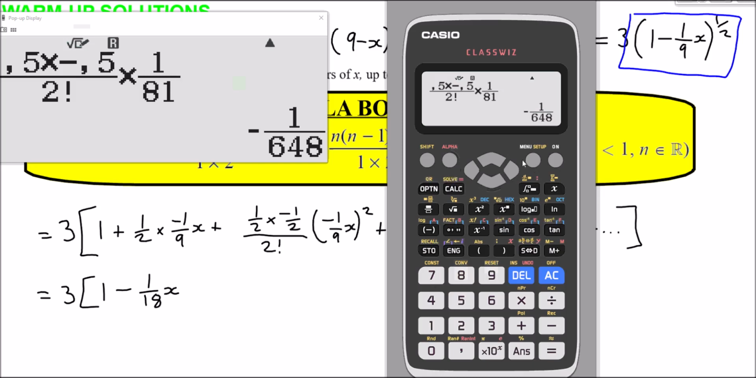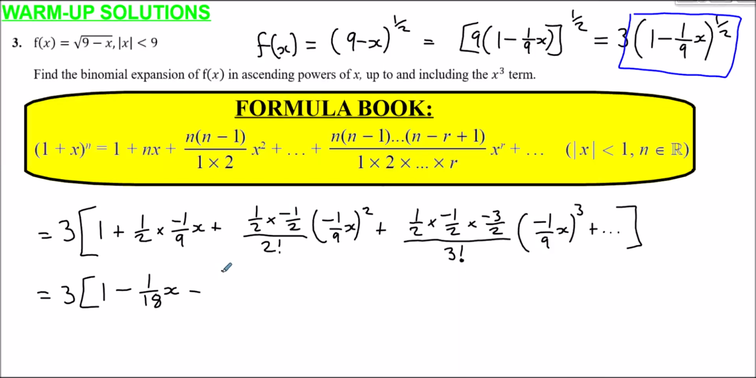That gives us minus 1 over 648. However, the minus will stay, because when I square something negative it comes out as a positive, but the minus in the minus half will remain. So this minus sign is correct. That's minus 1 over 648 x squared.